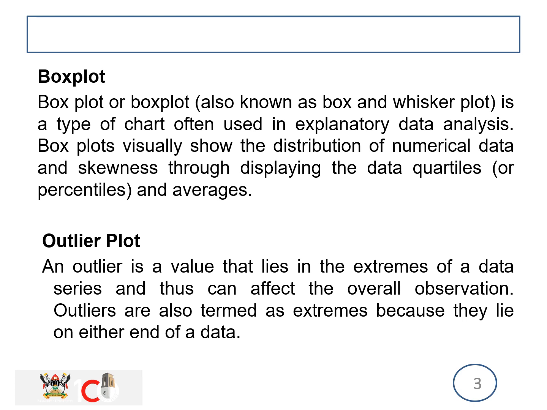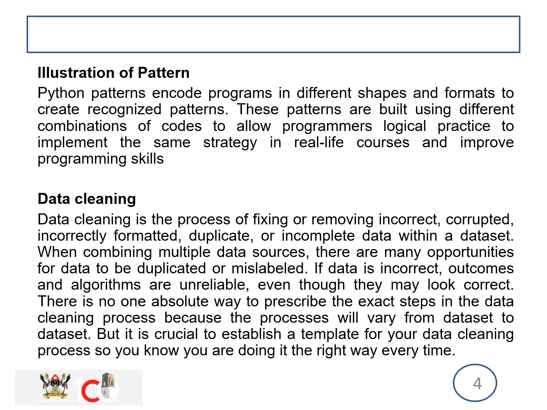We have the outlier plot. This one is a value that lies in the extremes of a data series and thus can affect the overall observation. These outliers are also termed as extremes because they lie on either end of the data.